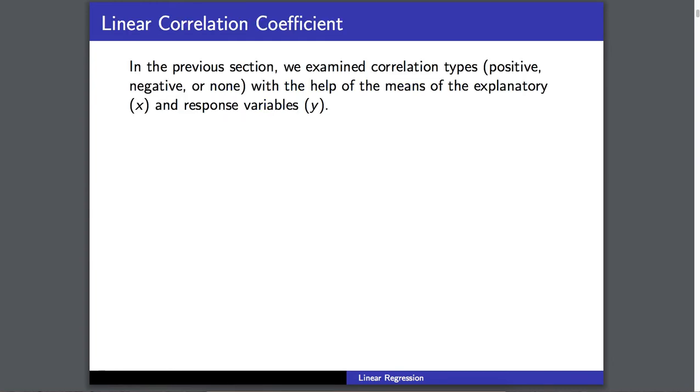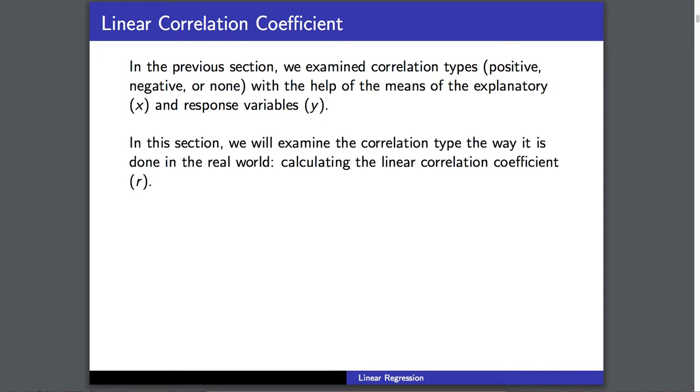Sounds like fun. So in our previous section, we examined correlation types, the positive correlation, negative correlation, or no correlation, with the help of the means of the explanatory or x variable and the response or the y variable. We drew a vertical line and a horizontal line, and we counted how many points were in the first and third quadrant and compared that to how many points were in the second and fourth quadrant, and then came up with some idea of how the data points are correlated for that particular data set.